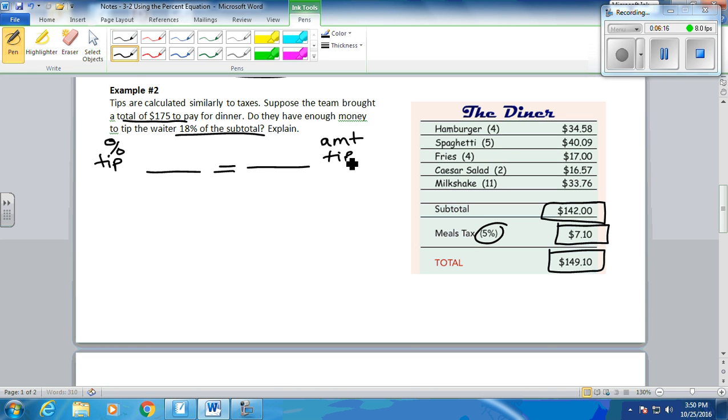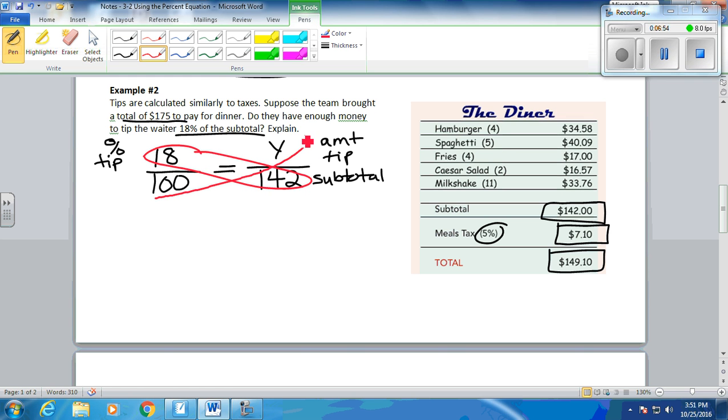And then across from that again would be the amount tip. Notice I'm filling in the descriptions before I'm actually filling in the numbers. And then because it says 18% of the subtotal, not the total, I want to make sure that the whole is my subtotal. They're saying that they're tipping without tipping on tax. So they're not including the 5% tax in there. So the 18% tip would be 18 over 100. The amount of tip, again, we don't know what they want to leave as a tip, but we do know the subtotal is $142. Again, I can't multiply anything by 100 to get 142, so I will cross multiply.